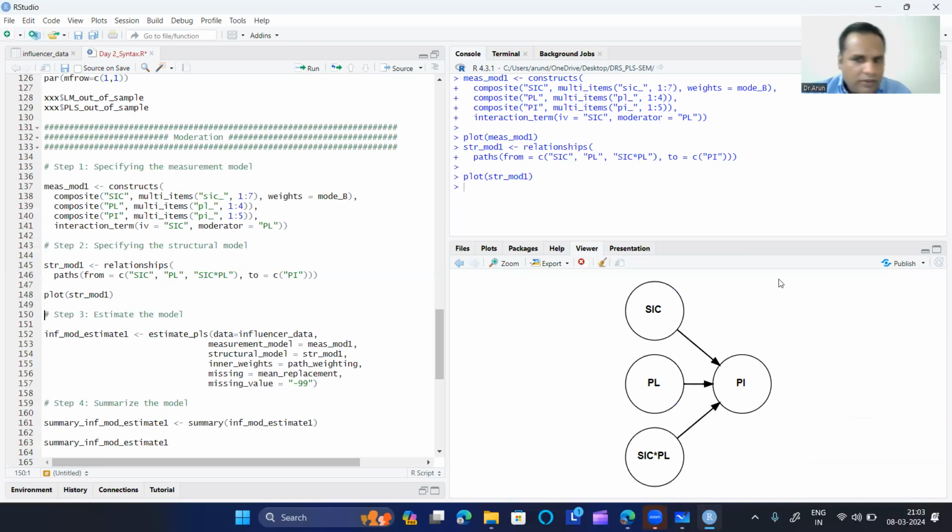Hello? Hello? Yes, sir. Hello, sir. Yes. So here you are getting a perfect diagram.